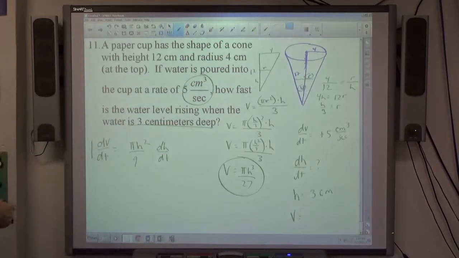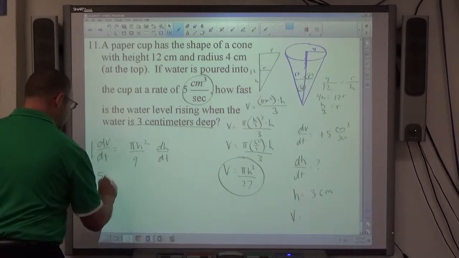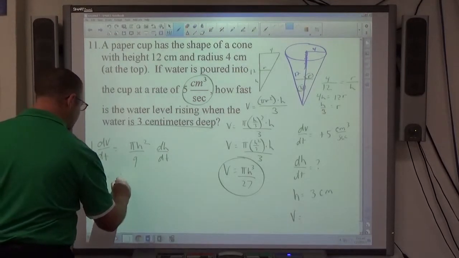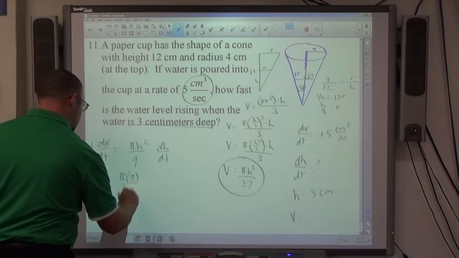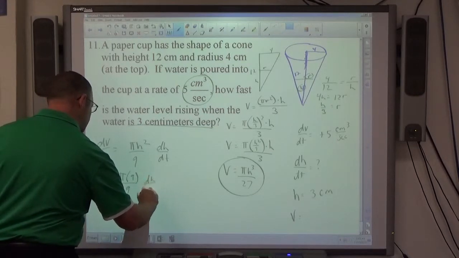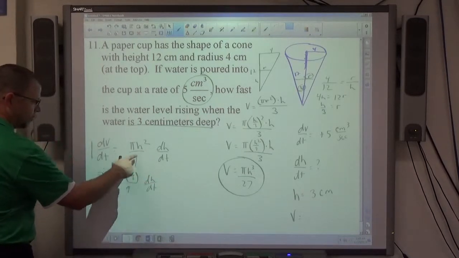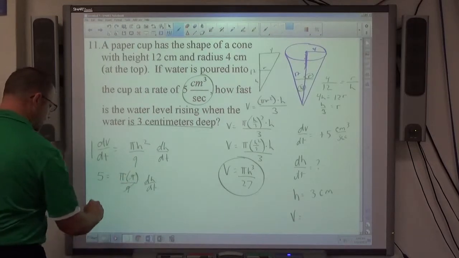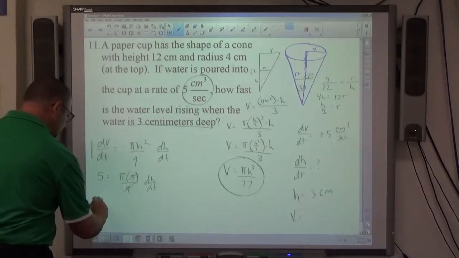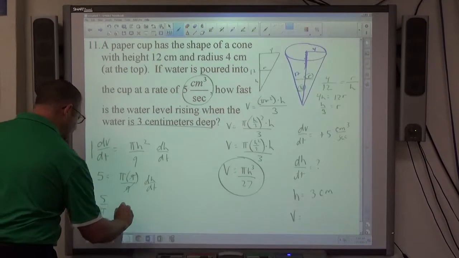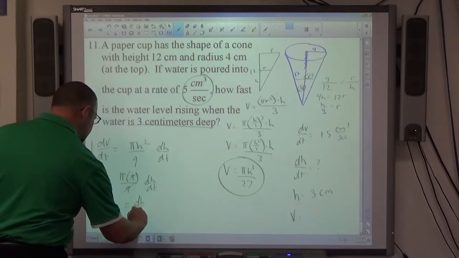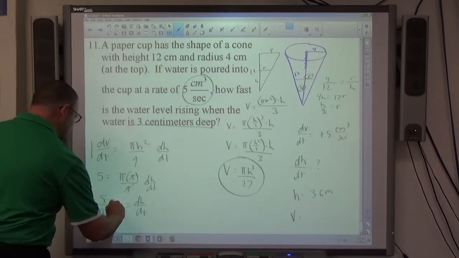What I'm trying to find is dh over dt. What I know is dv over dt and h, so I substitute everything I know. This is equal to 5. This is equal to 3. Just so happens that 3 squared is 9. Those cancel. So we're going to get 5 equals pi dh over dt. So 5 over pi equals dh over dt. And we're dealing with centimeters per second.